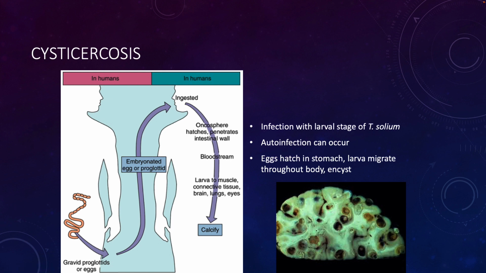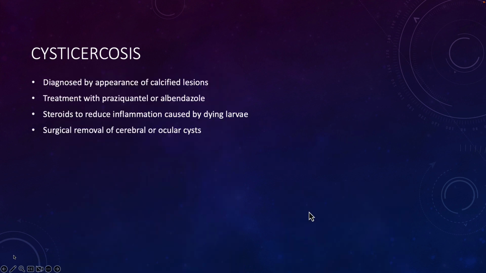So again, if you eat the larval stage in the muscle, you'll develop a classic tapeworm infection. If you eat something that's been contaminated with proglottids or eggs, you will develop the cysticercosis. So this can be diagnosed by the presence of the lesions.